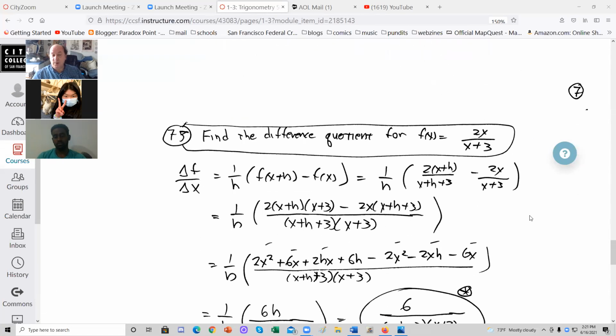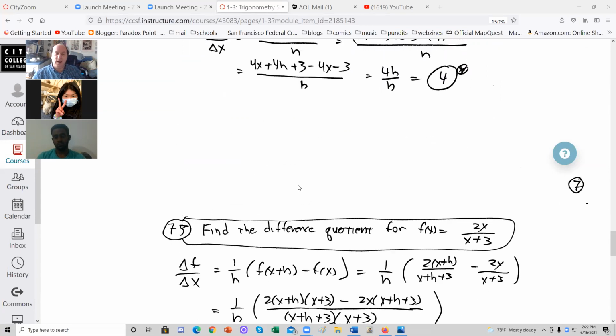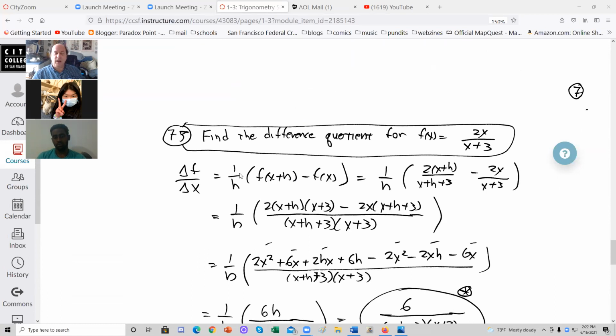Oh, here's a little more difficult one. Find the difference quotient for f of x equals 2x over x plus 3. Okay, here it's a lot more complicated. Delta f over delta x. Well, instead of writing f of x plus h minus f of x times 1 over h, I'm going to put the 1 over h out in the front of the expression just to make it a little less bulky. So 1 over h times f of x plus h, put an x plus h here and here: twice x plus h over x plus h plus 3. Then minus f of x, that's 2x over x plus 3.